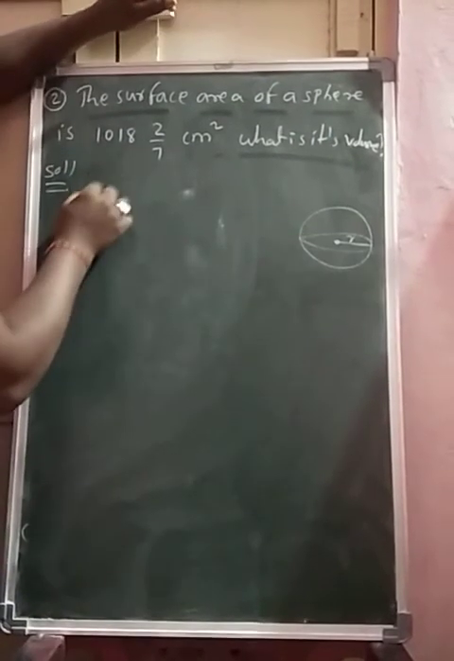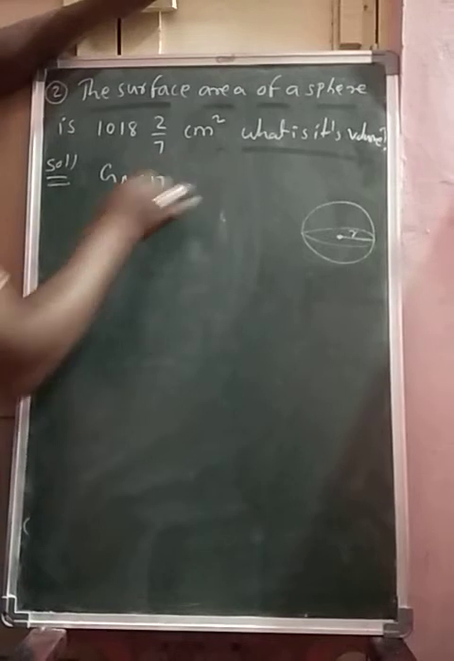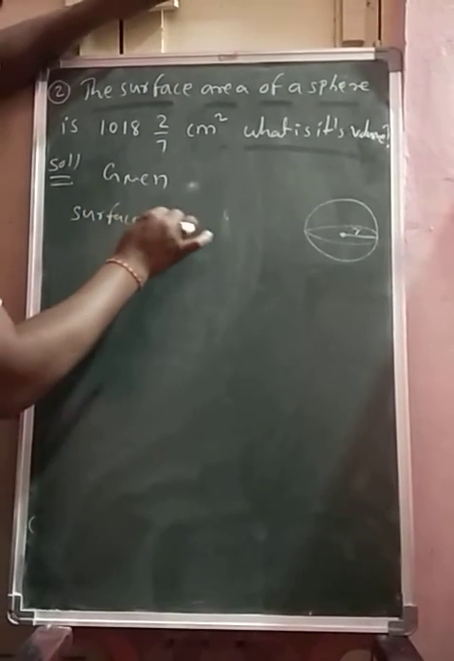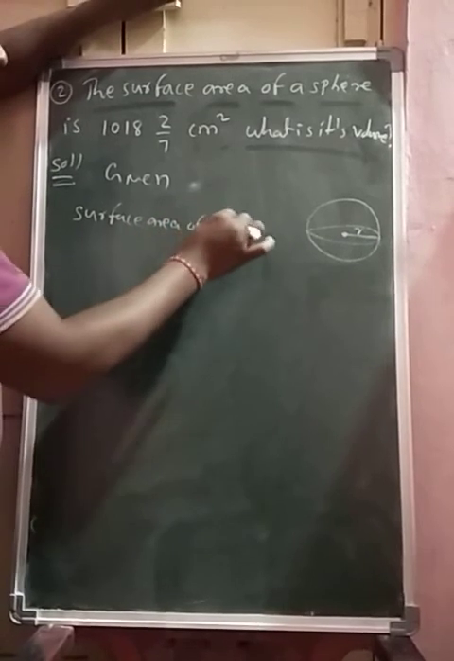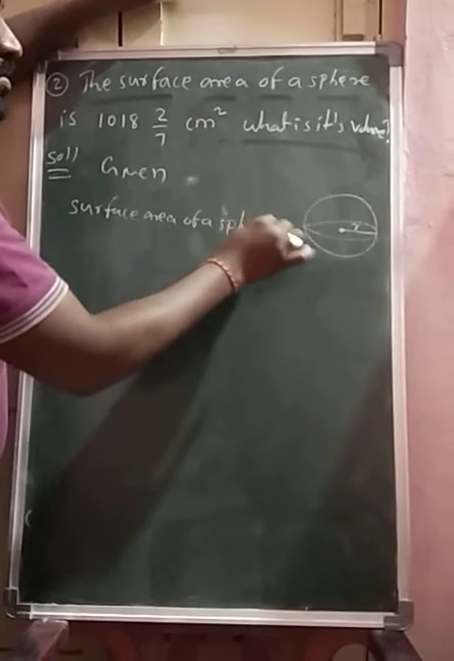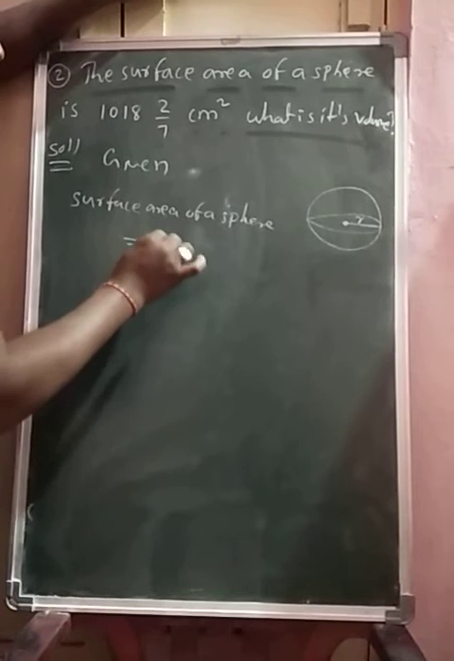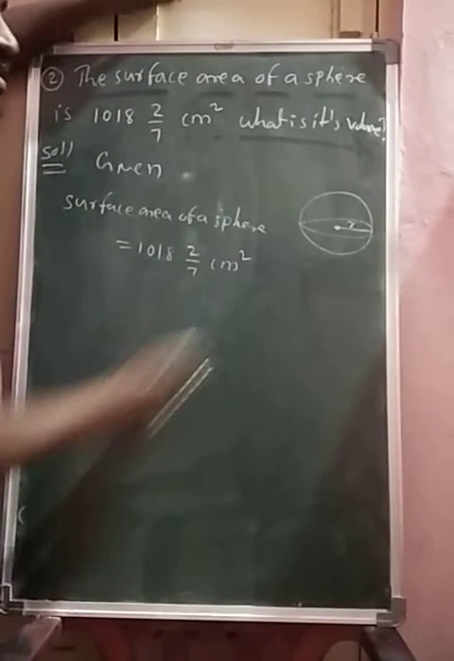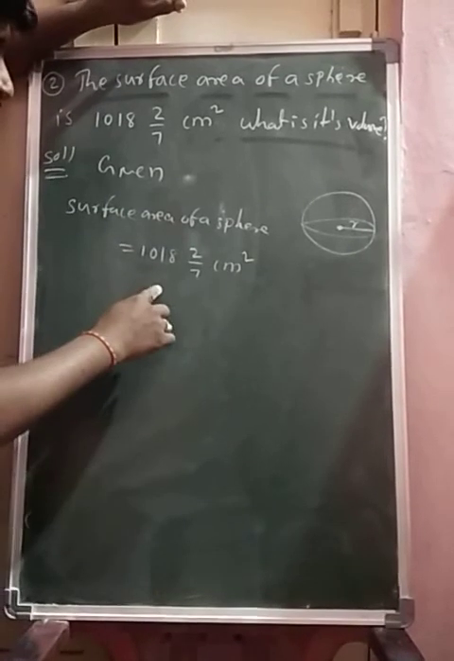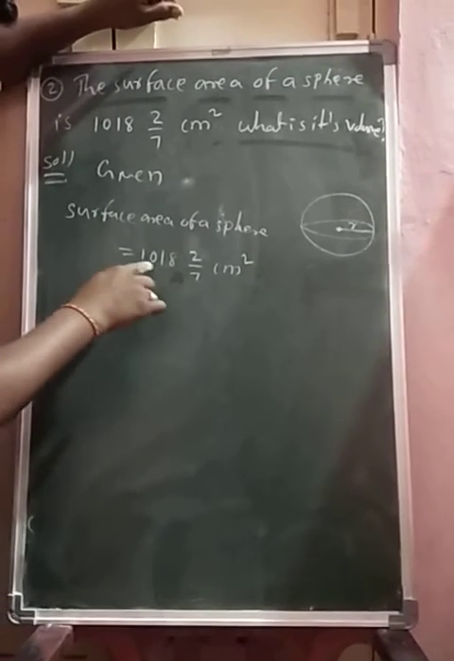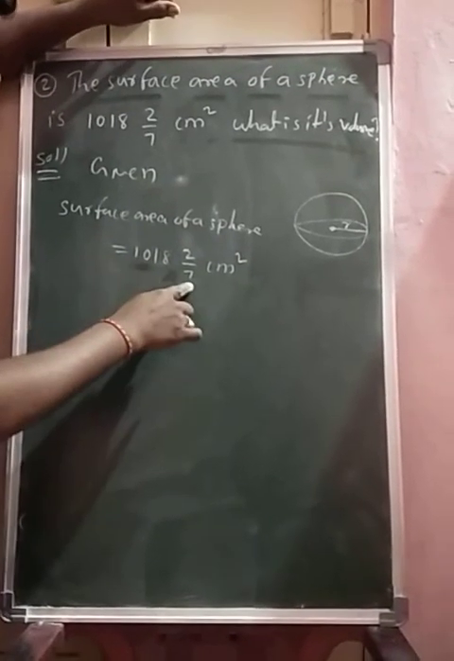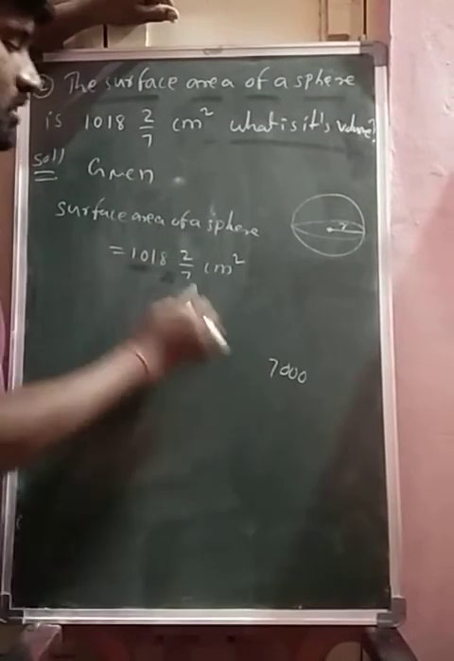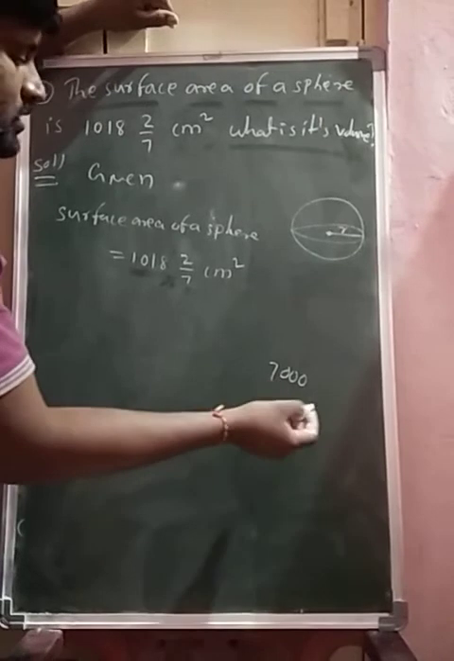The given data: the surface area of a sphere is equal to 1018 2 by 7 square centimeters. So now I am writing this, multiplying the whole number part with 7, then after adding 2. So 7 into 1000, 7000, 7 into 0, that is 0 only.